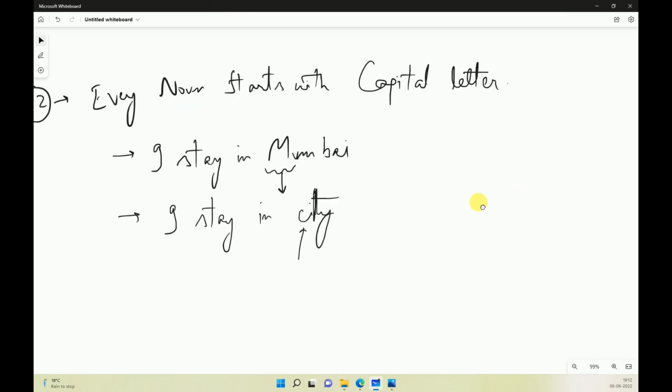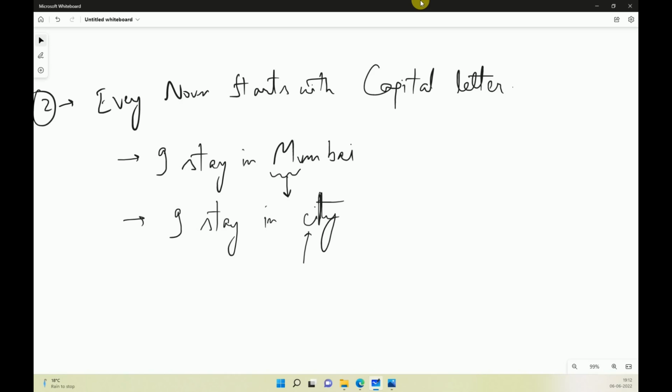However, in German, every noun, irrespective of whether it is a specific noun or a general noun, has to be in capital only. So, ich wohne in Stadt. So, S will be capitalized, right? Make sure, friends, that every noun, irrespective of whichever type of noun, whether it is the name of a boy or just a boy, or anything like football or cricket or whatever it may be, if it's a noun, it has to be in capital letters.